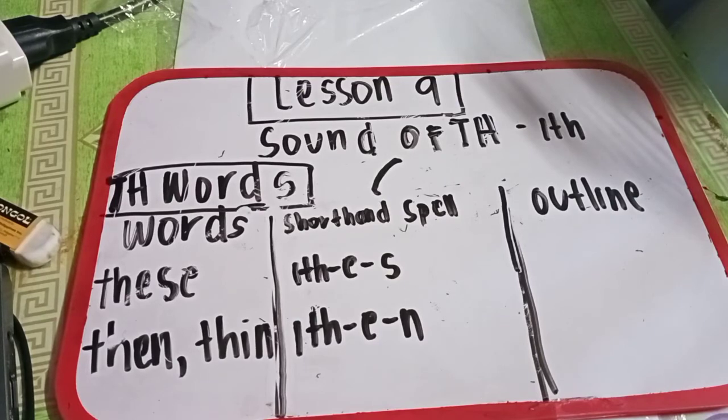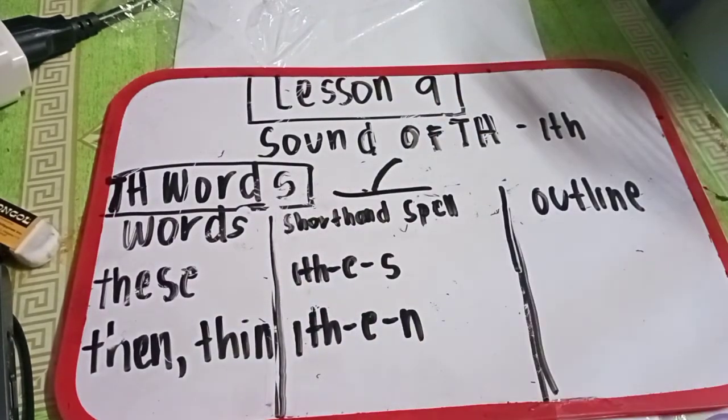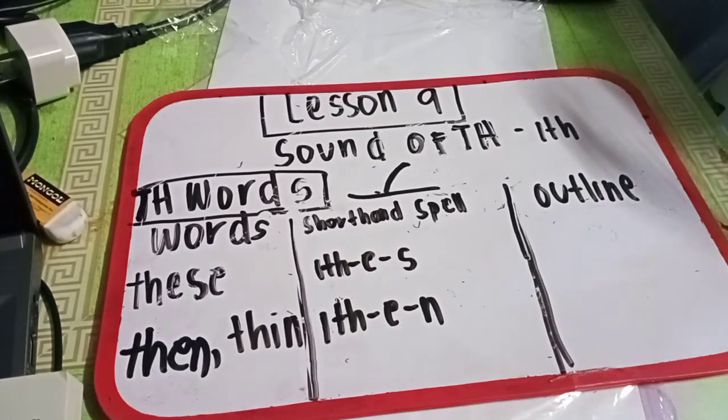So let's proceed to the sound of TH. It is pronounced as it. In shorthand spelling, we're going to use over it just like this. It is what we call upward sloping short curve. So I have 5 examples of the it words. Let's proceed to the first example.